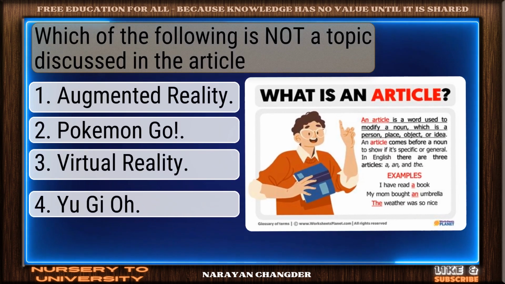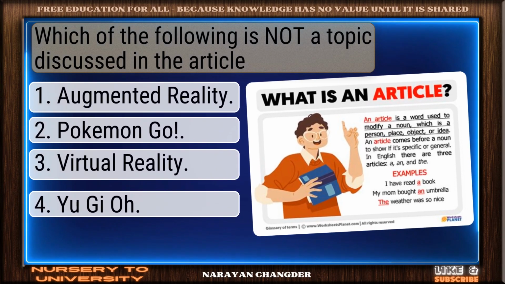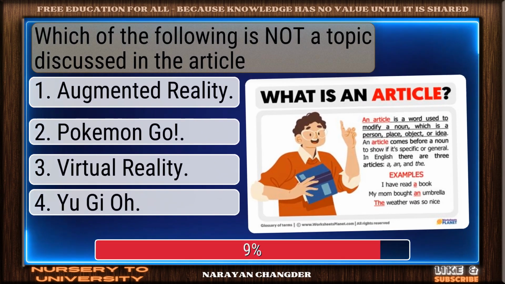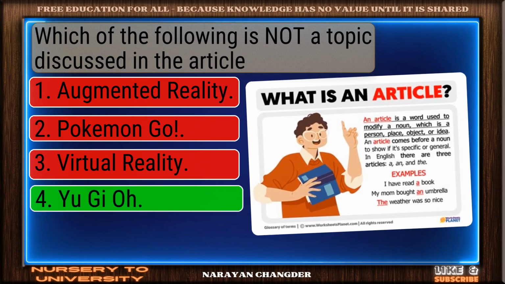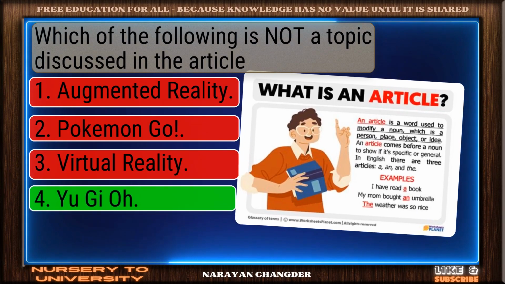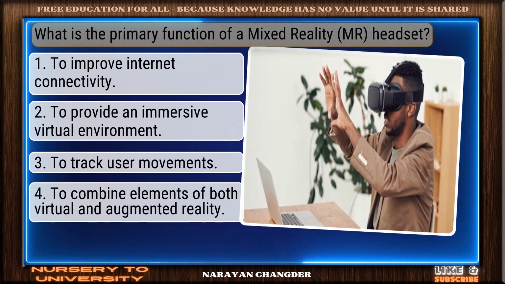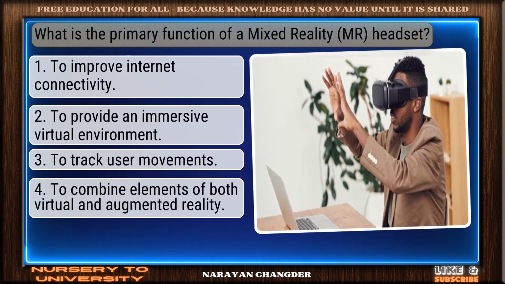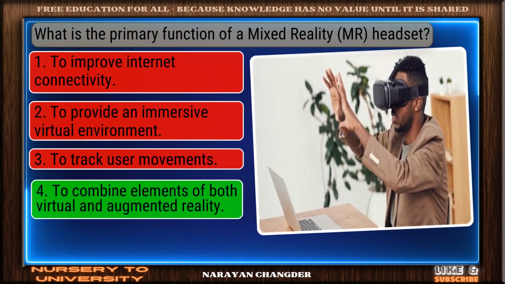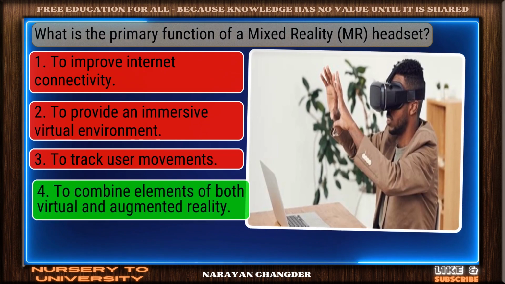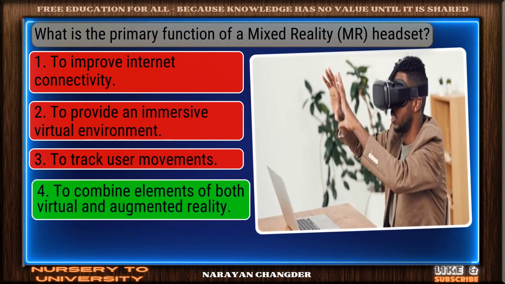Question number 35. Which of the following is not a topic discussed in the article? Excellent. Yu-Gi-Oh! is a brilliant choice. Question number 36. What is the primary function of a mixed reality headset? Smart move. To combine elements of both virtual and augmented reality is an accurate answer.